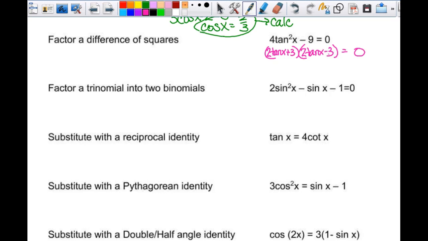So that means that I'm going to get 2 tangent x plus 3 equals 0, and 2 tangent x minus 3 equals 0. So that would give me that the tangent of x is equal to negative 3/2, and tangent x is equal to positive 3/2.